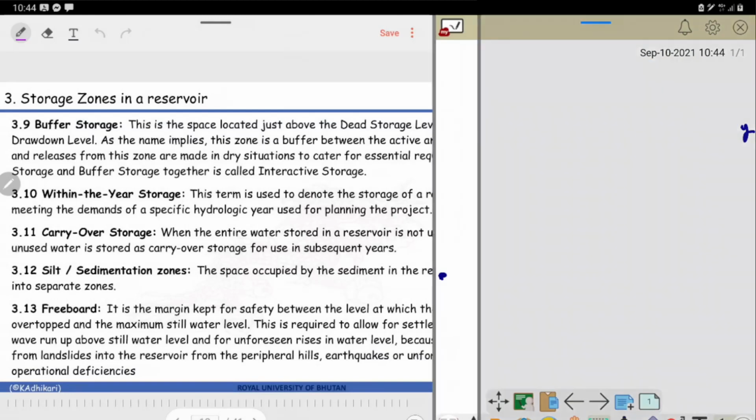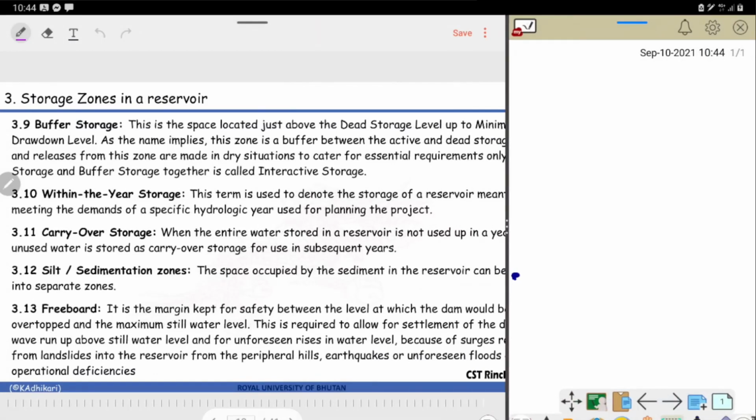So there are other points that I would like you guys to read. Number one is valley storage. Number two is yield of a reservoir. Number three is safe yield.